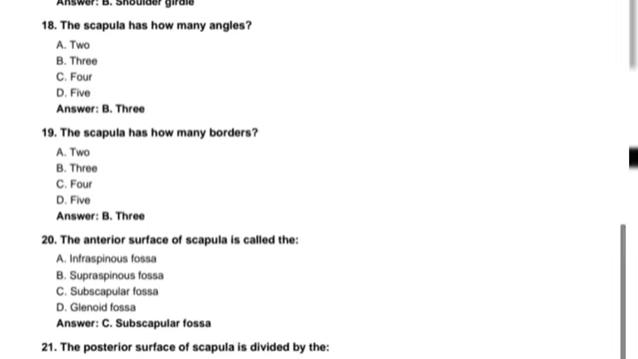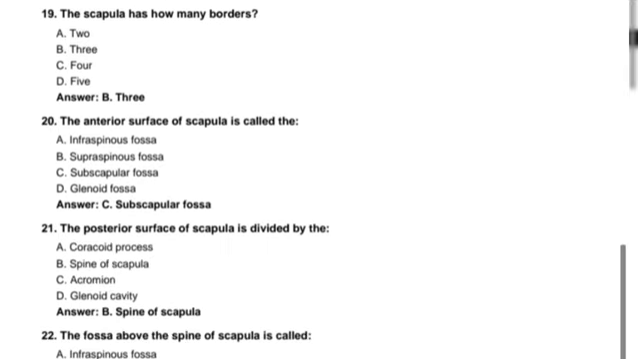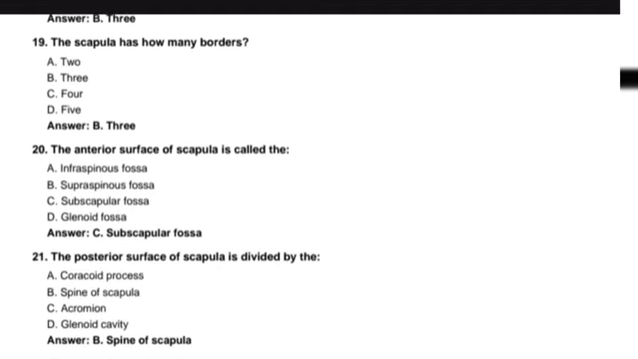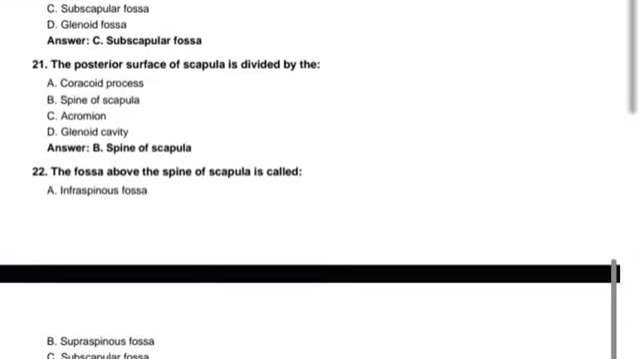Question number 18. The scapula has how many angles? Option A 2, option B 3, option C 4, option D 5. Right answer is option B. Question number 21. The posterior surface of scapula is divided by the option A coronoid process, option B spine of scapula, option C acromion, option D glenoid cavity. The right answer is option B.